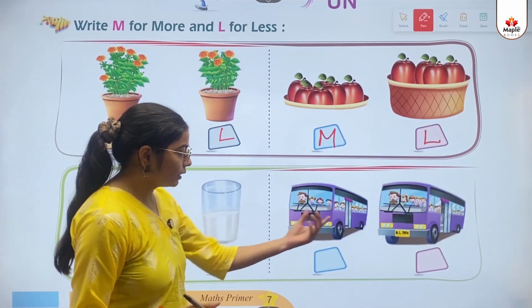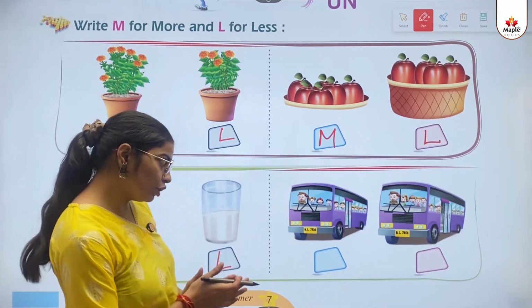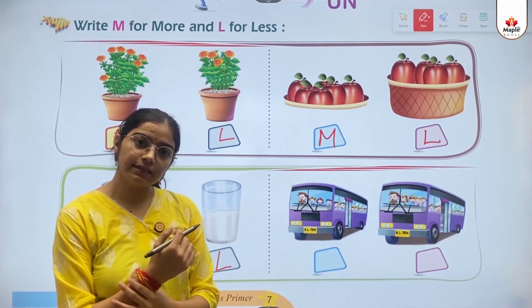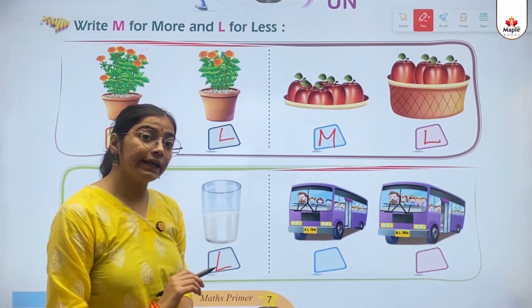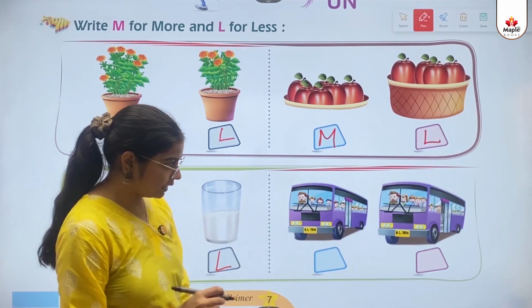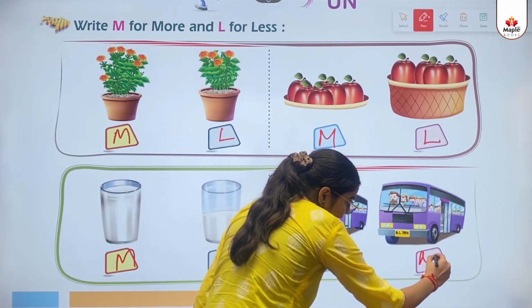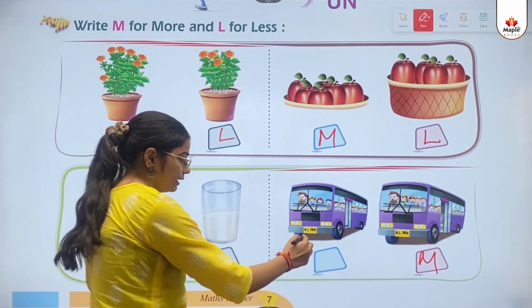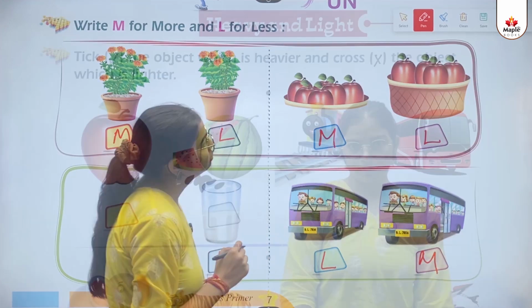Then there you can see 2 buses, one with more kids and another one with less kids. So which one is with more kids? The second one is with more kids. So we will write M here and here we'll write L.